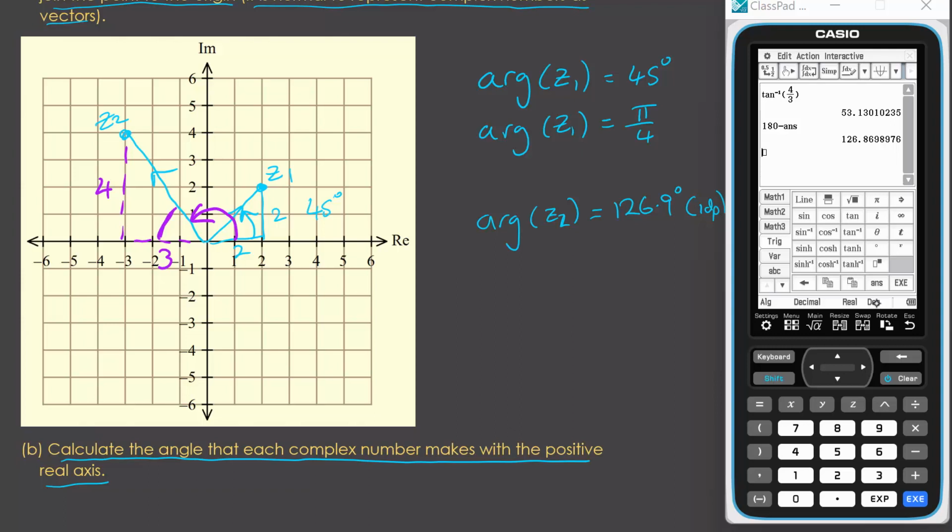We could also, of course, work in radian mode, and if we did the same calculation in radians, we'd get 0.927, and then we would need to do pi take away the last answer, and that would give me 2.214. So we could say arg Z2 is equal to 2.214 radians, and that would be to 3 decimal places.